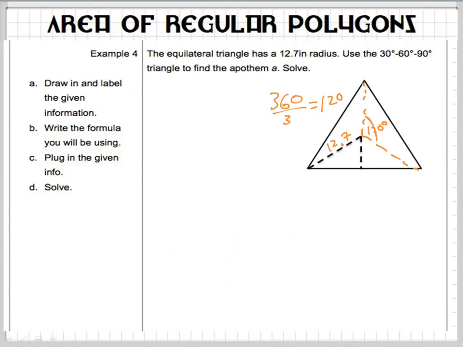So if this is 120 degrees, what's the measure of this guy? 60. Yeah, that one's 60 right here. This is 90, and that's 30. There's our 30, 60, 90. That's going to help us find the apothem. And it's going to help us find the measure of this side. This is your question, Vanessa.